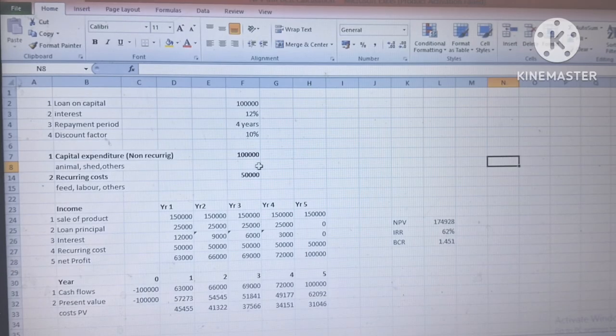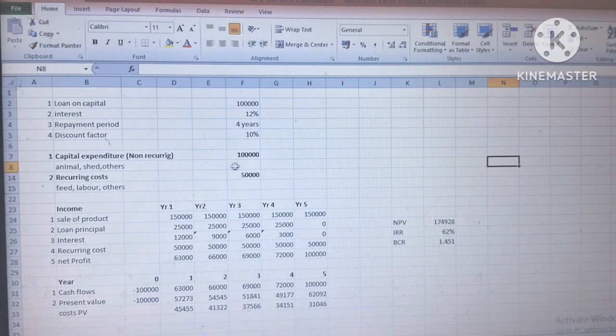In this example, let us assume that the capital or non-recurring expenditure, which includes the cost of animals, the sheds and all the other permanent assets, costs around 1 lakh. And the recurring expenditure is the expenses that we make every year, that is the expenses on feed, labor, electricity, water, medicines, etc. They all come under this category. Let us assume that it is 50,000 rupees.